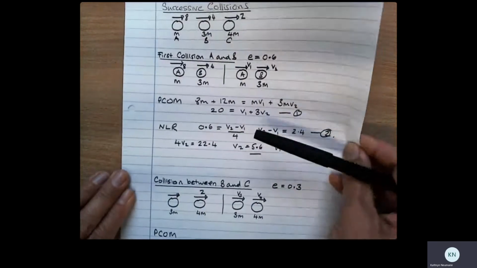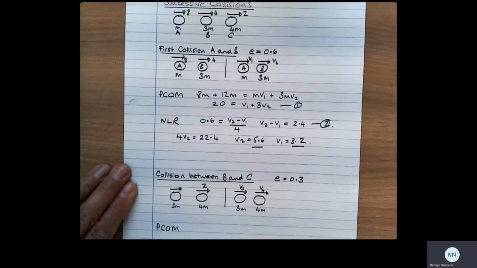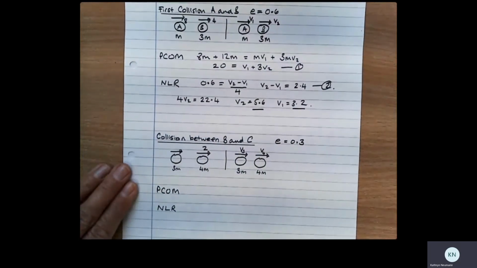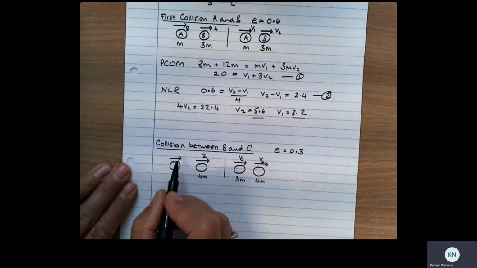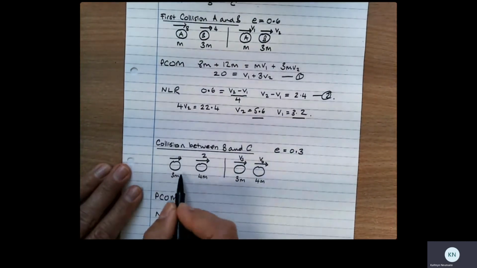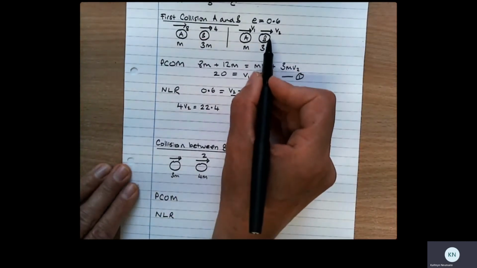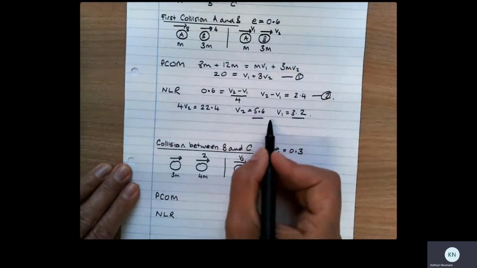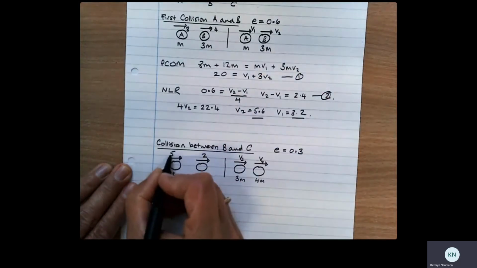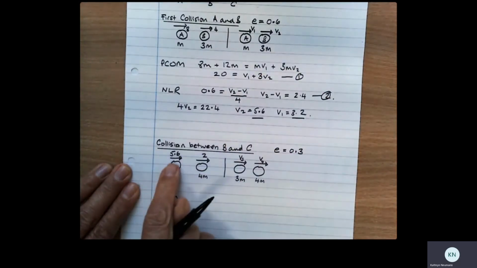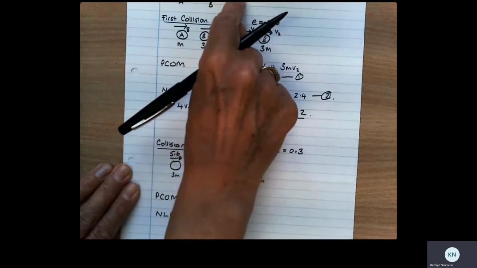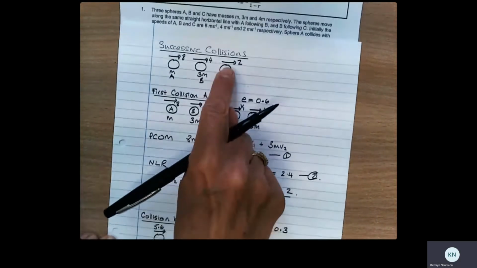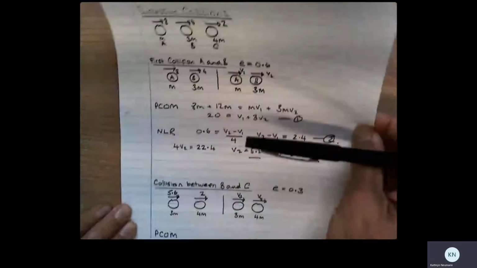We now need to look at what happens for the next collision. So the next collision is going to be the collision between B and C. So we now know that B is moving with the speed V2 from up here, and V2 was 5.6, so we can write that in here. V2 is moving with 5.6. C is moving with the 2 that we were told at the beginning of the question.